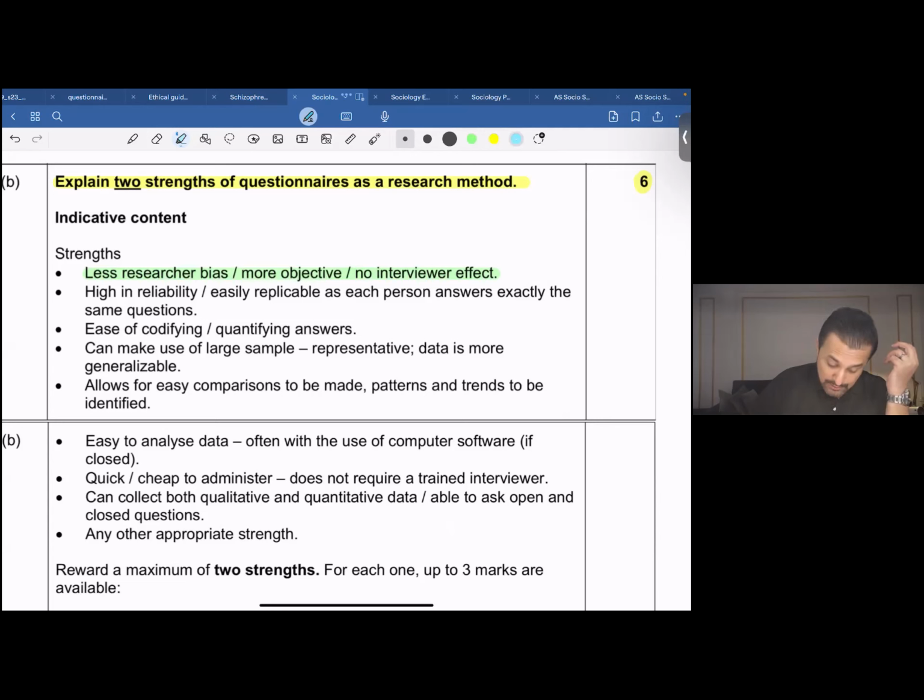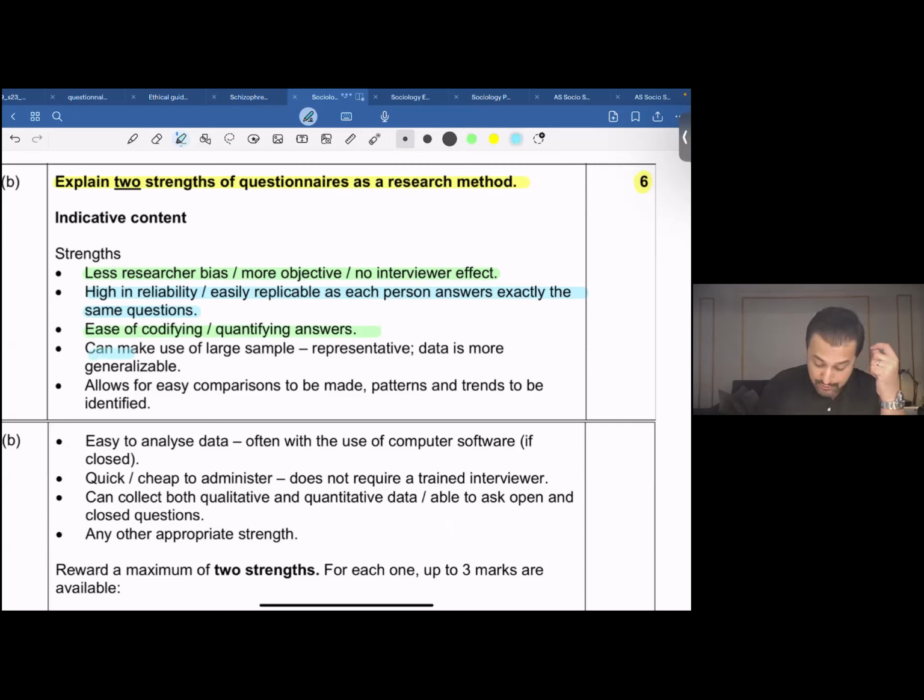Number two, questionnaires are seen to be high in reliability, the ability to replicate, as each person answers exactly the same questions. Now, in a questionnaire, you could simply design a questionnaire, take out 100 printouts, right? Replication is easier because everyone is eventually filling out the same questionnaire. The third point, easy to codify. Quantification gets easier when you talk about a questionnaire as compared to an interview.